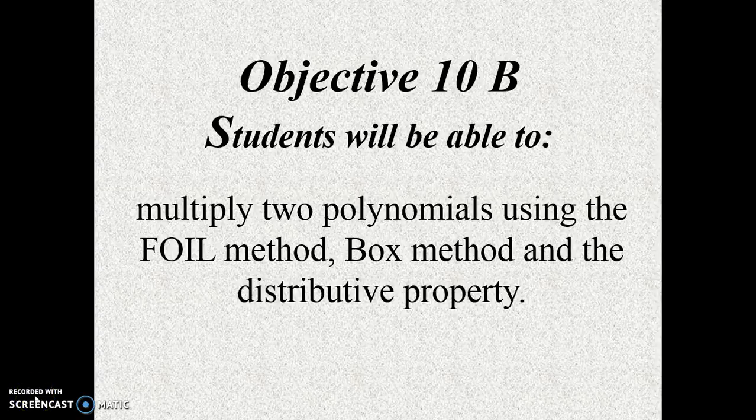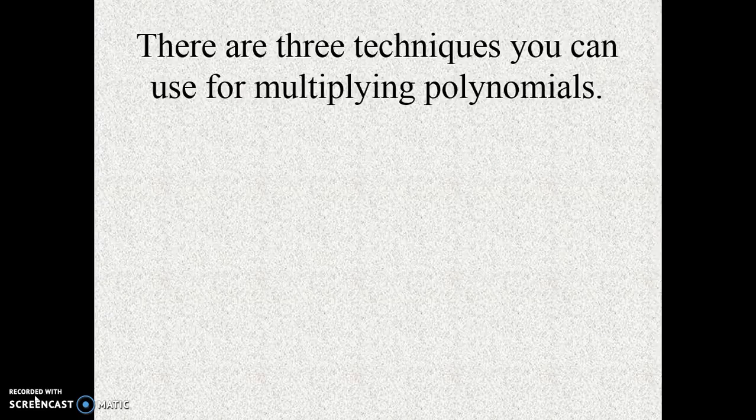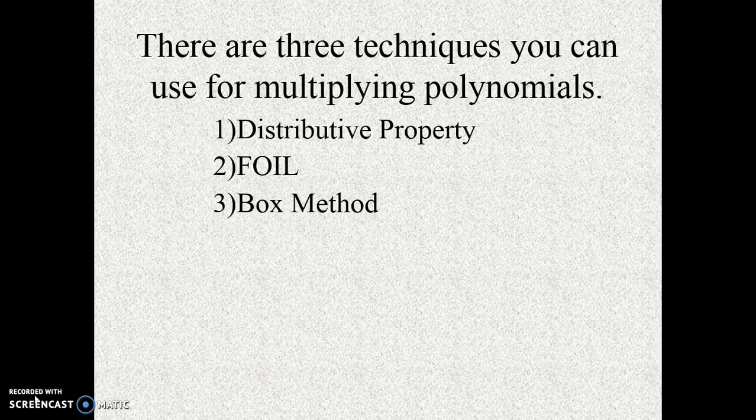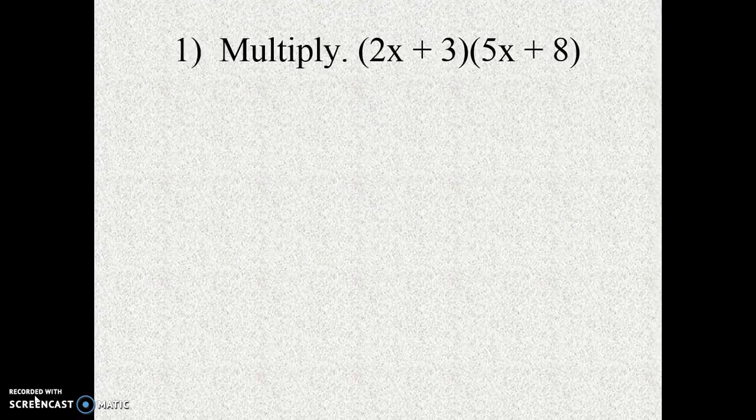Hi guys, today we're going to talk about objective 10b, multiply two polynomials using the FOIL method, box method and the distributive property. There are three techniques you can use for multiplying polynomials. First one is distributive property, second one is FOIL method, third one is box method.